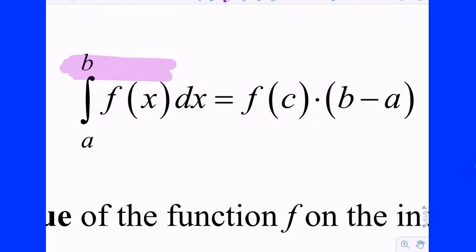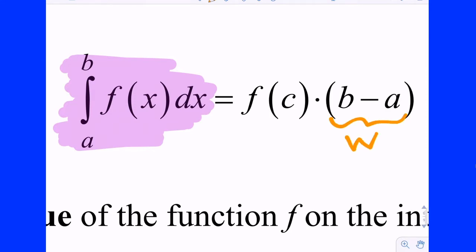Well, what does that mean? It means that the net accumulation on the interval from A to B, which could represent the area if f of x is non-negative, is equal to b minus a, which is the width of your interval from A to B, times f of c, which is just some y value at that x value. When we did Riemann sums, that could represent the height of what shape? When you multiply height times width, you get the area of what shape? A rectangle. So this is going to be some rectangular area.